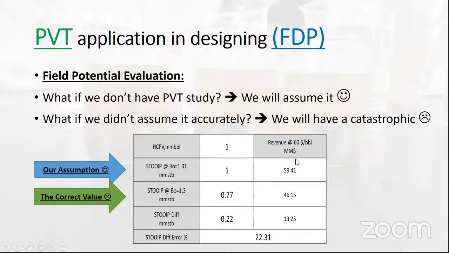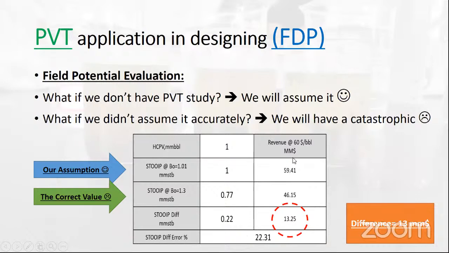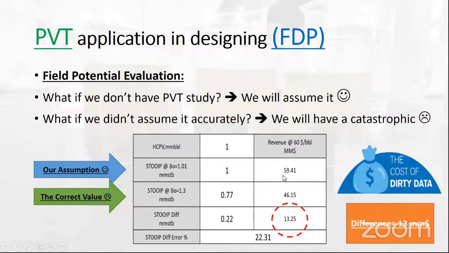If we reflect this number into money, like revenue, if we assume that the price for the oil barrel is about $60 per barrel, in case we have a STOIIP of one, we will have about $60 million. But in case we have the formation volume factor for oil of 1.3, this number will be reduced to about $46 million. The difference will be about $13 million. That is a big difference. So suppose we made our field development plan using this number. We will make our investment based on a greater number or a greater revenue, so we can have some risk in investing in this field.